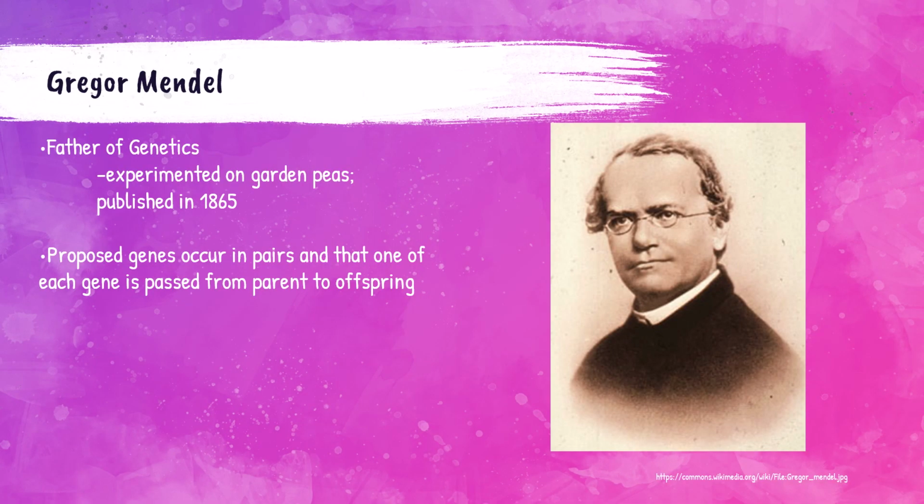Now, we can't talk about genetics without talking about the father of genetics, Gregor Mendel. Mendel was an Austrian scientist who conducted research in a monastery's botanical gardens in the late 1800s. His work is discussed in almost every biology course you can take, so I'm not going to go into detail here, but essentially he was responsible for the proposal that genes occur in pairs and that one of each gene is passed from parent to offspring.